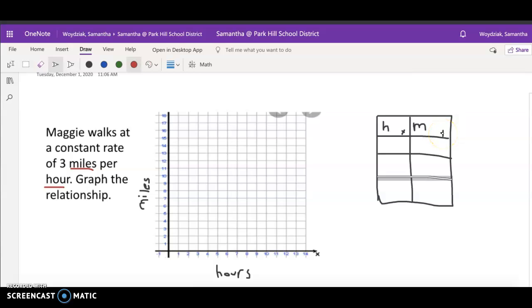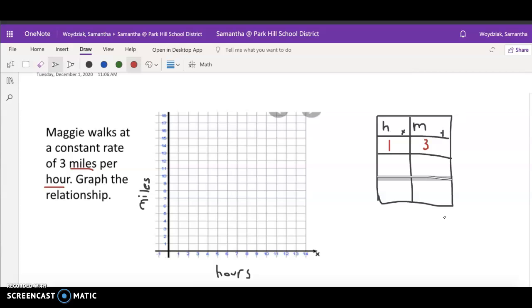So again, you won't always get a table, but just create one really fast. I promise it's not hard. It won't take a lot of time, and it'll make your life a lot easier. So we're only given Maggie walks at a constant rate of 3 miles per hour. Well, let's think about that. If there are 3 miles per hour, and that's 1 hour, then the hour is going to be 1. So the relationship would be for every 1 hour, Maggie walks 3 miles.